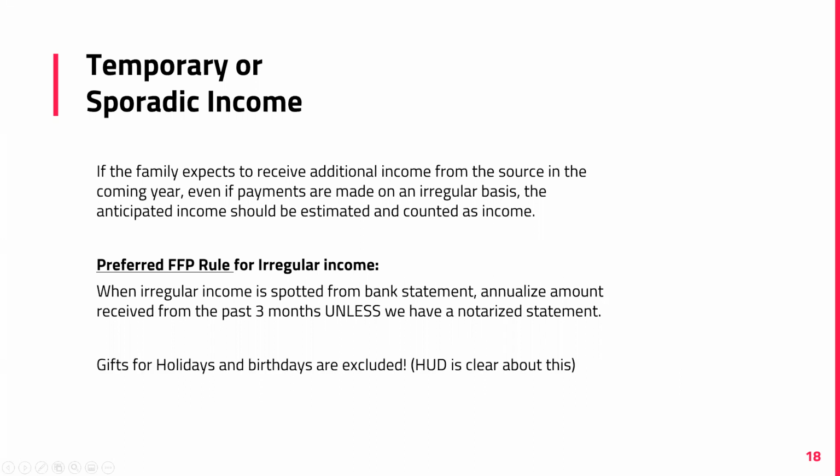So HUD came out and it's very, very clear that they said gifts for holidays and birthdays are excluded. So with that clarification that Carrie taught in our recent staff meeting, when they indicate a certain thing is a Christmas gift or birthday gift, we are going to exclude that income when analyzing any irregular sporadic income.